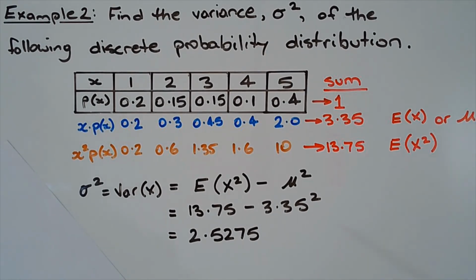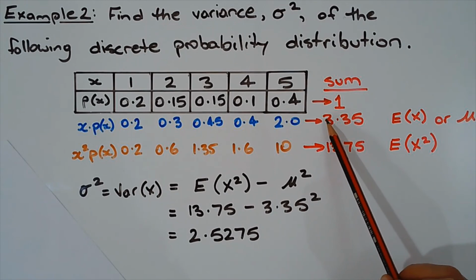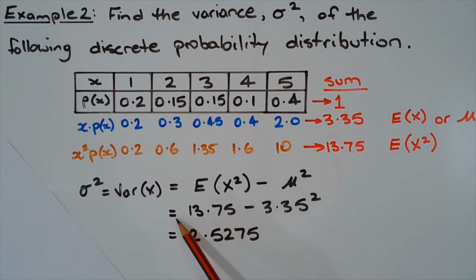Now to determine the variance. Sigma squared is equal to var x, which is equal to the expected value of x squared, which we now know is 13.75, minus mu squared. And mu is 3.35. So that's 13.75 minus 3.35 all squared, which is equal to 2.5275, which corresponds to the answer in the previous method.